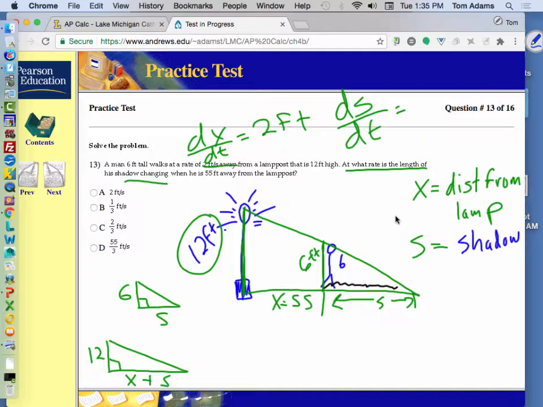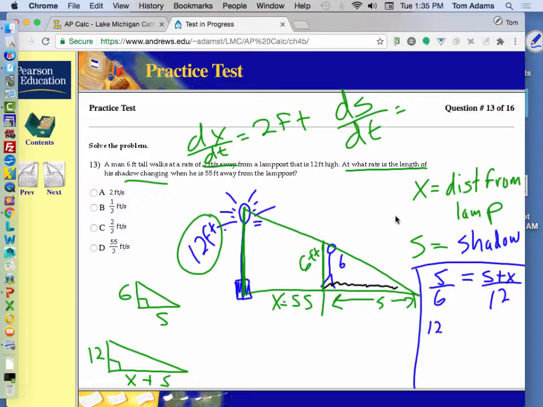So because they're similar triangles, I'm going to write this over here in this little box because I don't have a lot of room left on the screen. If I compare s, that compares to s plus x. And then s over 6, that's the small triangle. What do I put here, you guys? 12. All right, so now I want to cross multiply and solve, and then take the derivative.